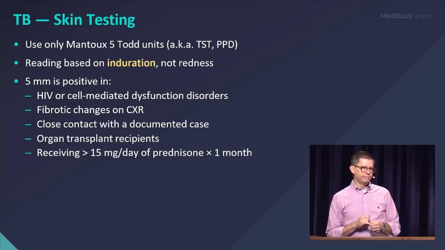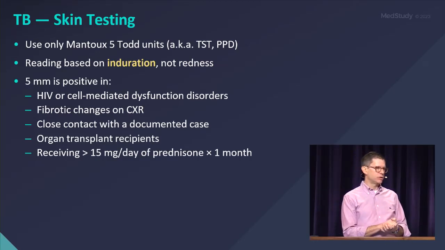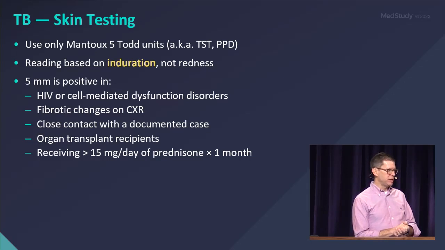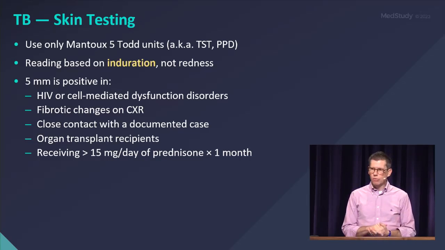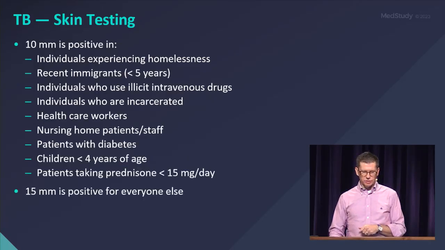So basically, 5 millimeters is the threshold if you have a close contact with someone who has active pulmonary TB or TB disease, or you're immunocompromised. So that's if it's at least 5 millimeters.